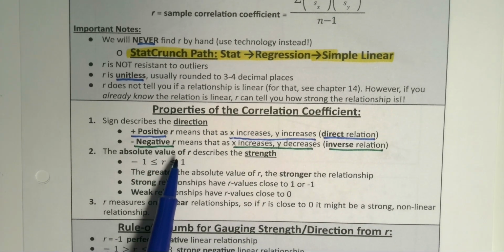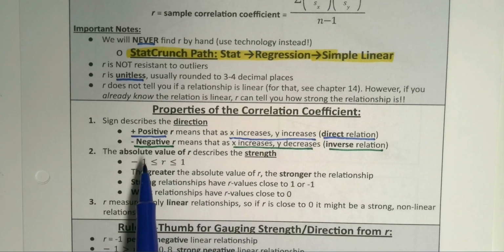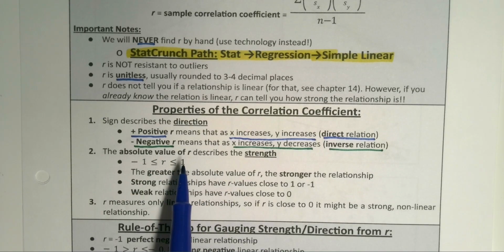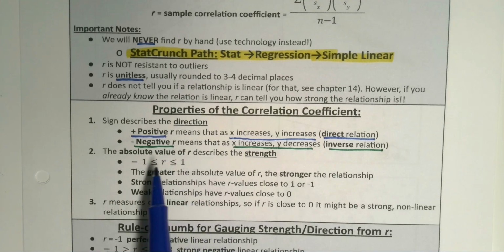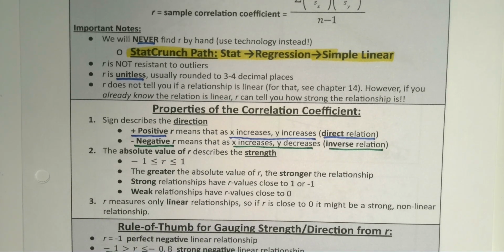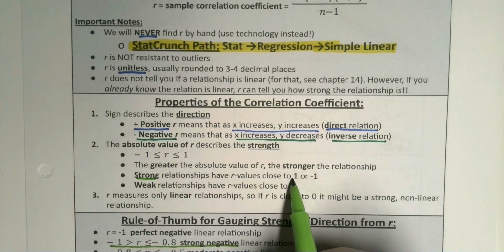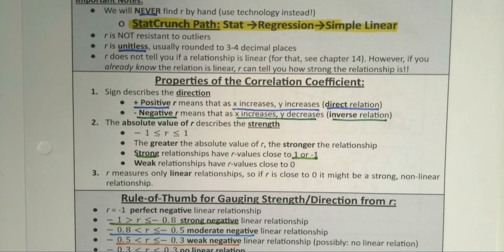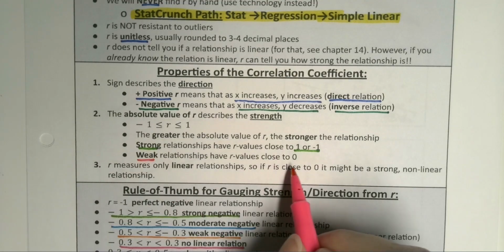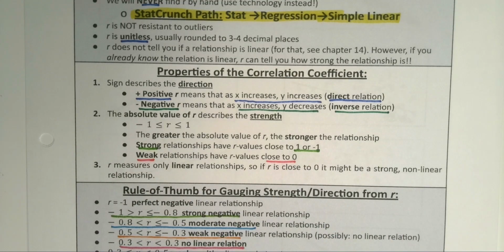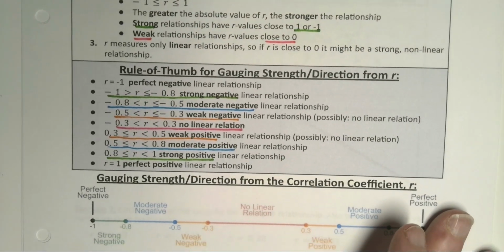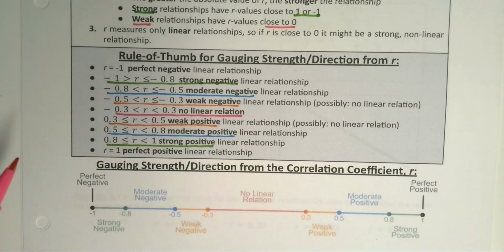So the strength, well, the thing is that R can go anywhere from -1 to 1. And the bigger the value of the number, disregarding the negative or positive part, the stronger the relationship is. So strong relationships are actually very close to 1 or -1. So if it's a strong relationship, you could have a strong positive or a strong negative, but you'll be close to 1 or -1. Weak relationships are actually very close to 0. And all of this is drawn in a diagram down below. And there's also a list if that is better for you.